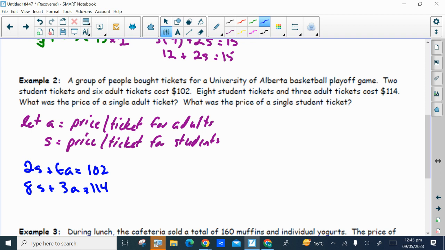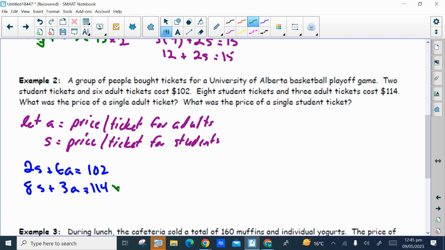If we look at the coefficients in front of the s's, they're not the same and they're not opposites. Same thing with the a's, they're not the same and they're not opposites either. I've got 2 choices here. If you multiply that first equation by 4, that'll give you 8 s's there as well, and then you can subtract them. Or you could multiply the bottom equation by 2, which would give you 6 a's there as well, and again, you can subtract them. That's what I'm going to do.